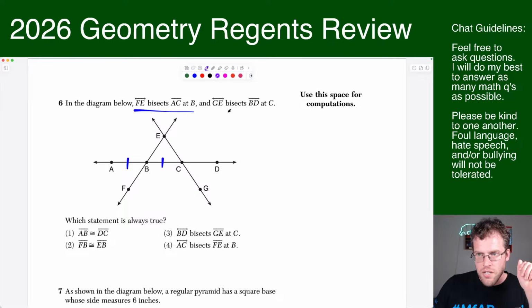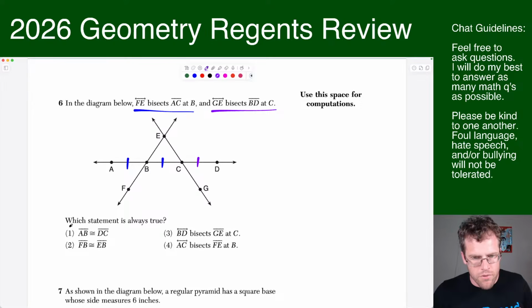Then they tell you GE bisects BD at C. So now GE is cutting BD in half. I could put a single tick mark here, because if BD is being cut in half, this half is equal to this half. So that means all three are equal. So which statement is always true? Well, AB is congruent to DC would always be true. That would mean this one has to be congruent to this one.